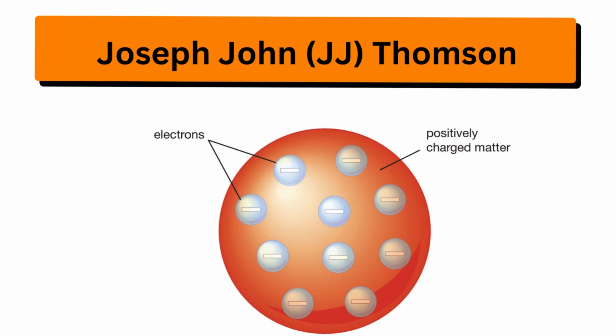The second scientist is Joseph John Thomson. Thomson had the idea that there were particles even smaller than the atom. Using a cathode ray tube, Thomson discovered the existence of a subatomic particle, the electron. In Thomson's atomic model, most of the space in an atom is made up of positively charged material, with lots of tiny negatively charged electrons scattered through it.